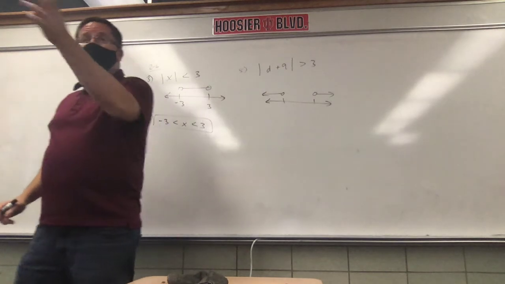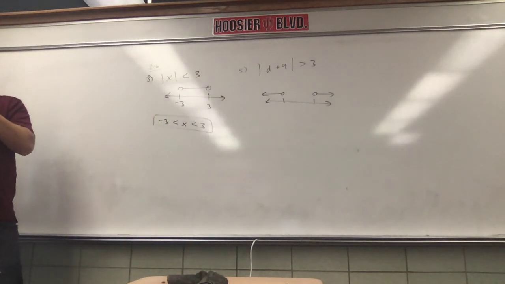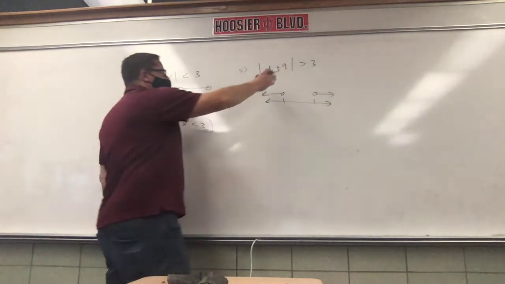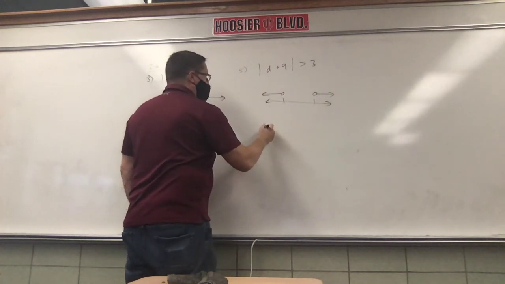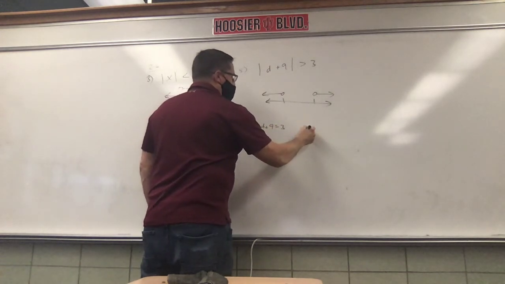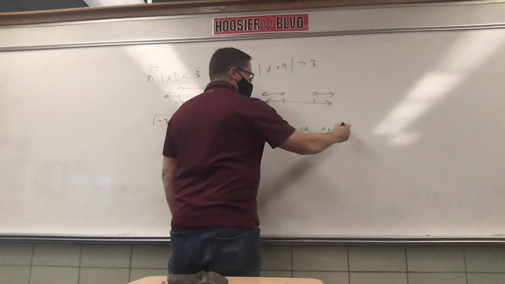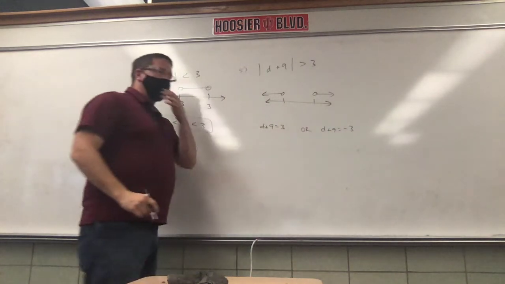Now, do we put 3 and negative 3 in? No. This one's different. You have to solve it. If you remember from chapter 1, and I'm going to be right up front with you guys here, the vast majority of you missed this question in chapter 1. What's in here could be 3 or negative 3. So I need to write D plus 9 equals 3 or D plus 9 equals negative 3. And then solve both of them.